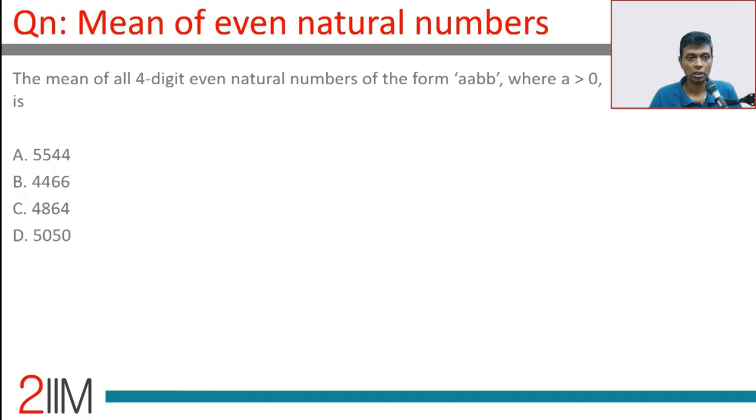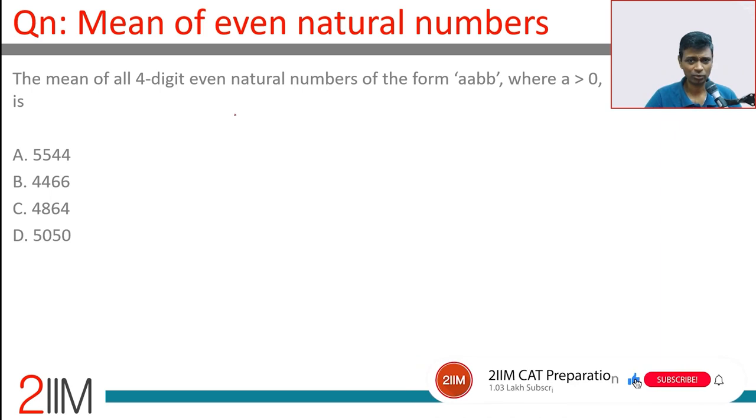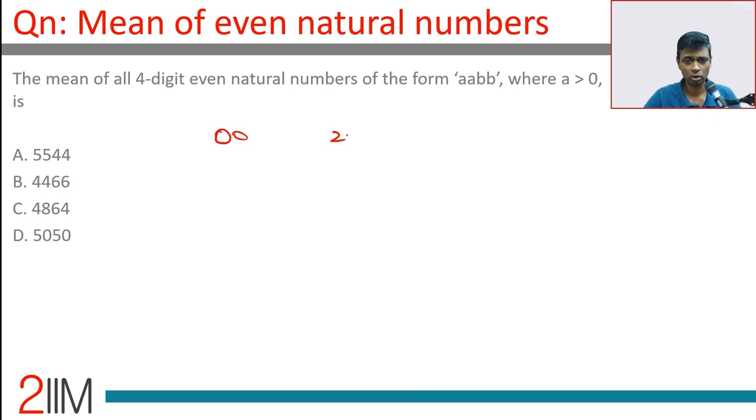The mean of all 4-digit even natural numbers of the form AABB, where A is greater than 0. I spent a long time doing this. Luckily for me, I did not find any of these answers in the first 3 iterations. So therefore, I had to find the right answer. So it's an even number of the form AABB. So B has to be even. So this B has to be 0, 0, 2, 2, 4, 4, 6, 6, 8, 8. A need not be even.